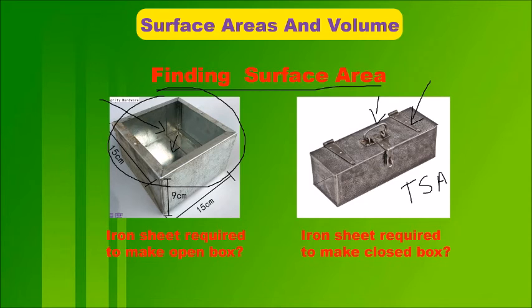First method, again I am explaining. First of all, we can find the area of four walls or lateral surface area, and then area of base, and then we have to add both. Second method, find the total surface area, then find the area of top and subtract the area of top from the total surface area.